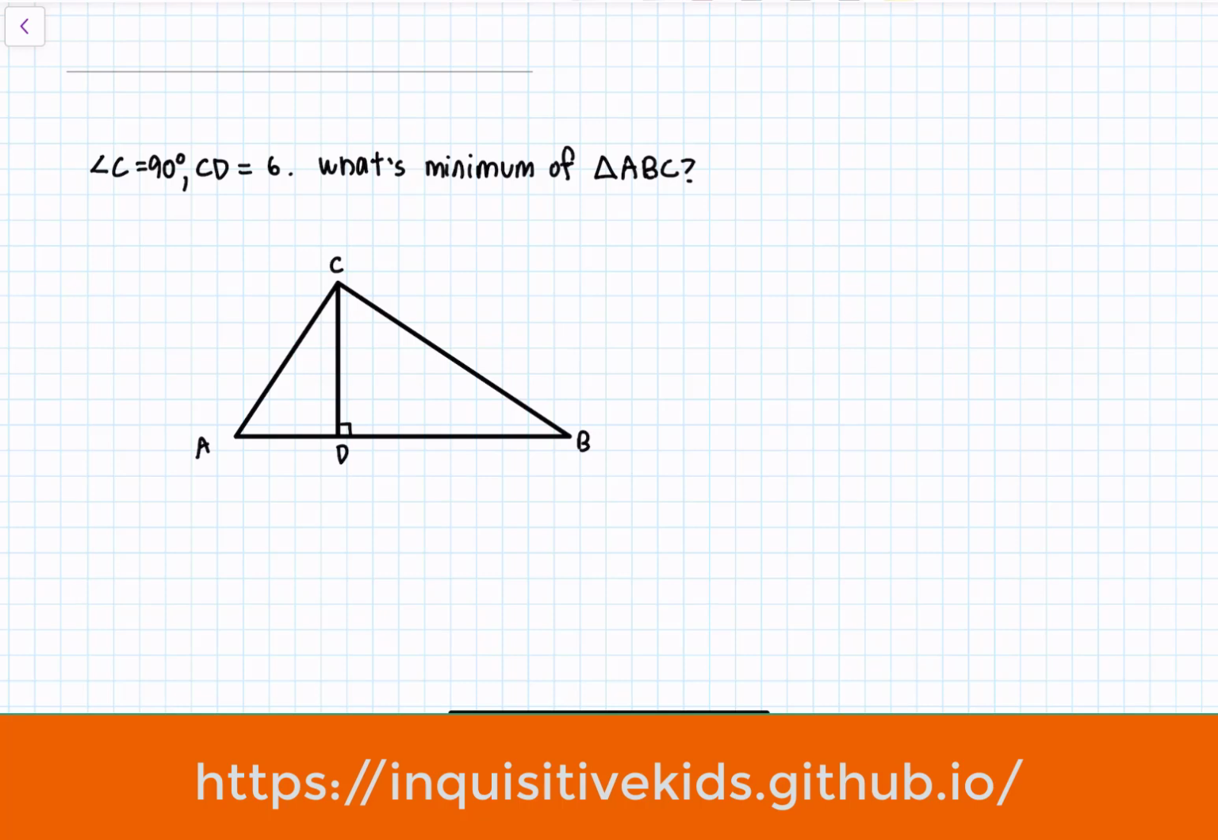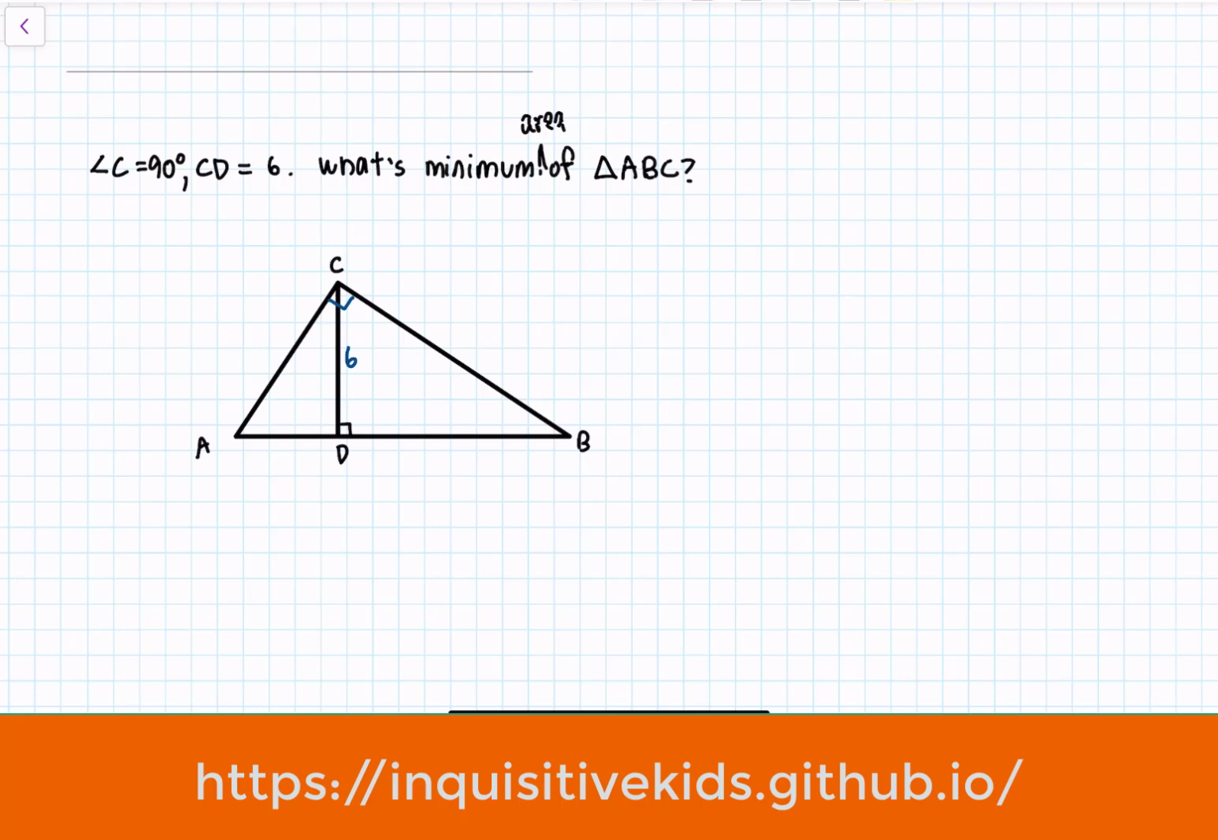In this video, we will be solving a geometric problem using 2 solutions. We know that angle C is a right angle and CD is 6 units long. We are asked what is the minimum area of triangle ABC.